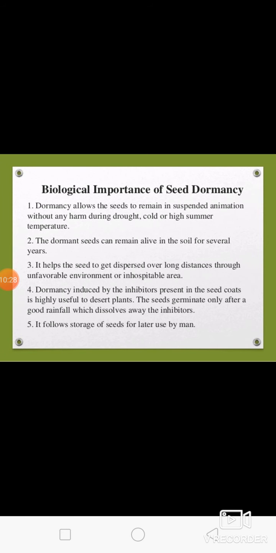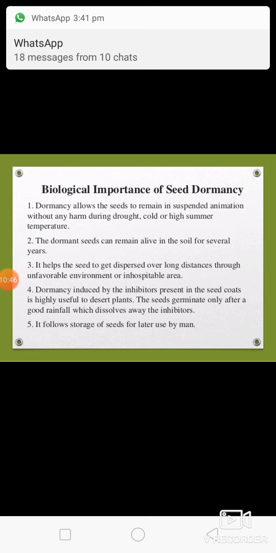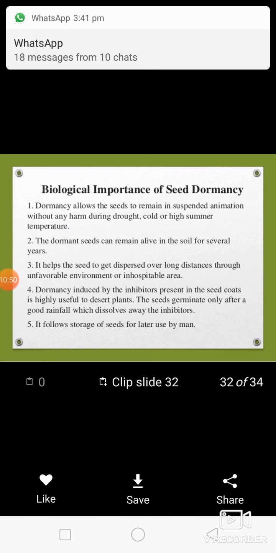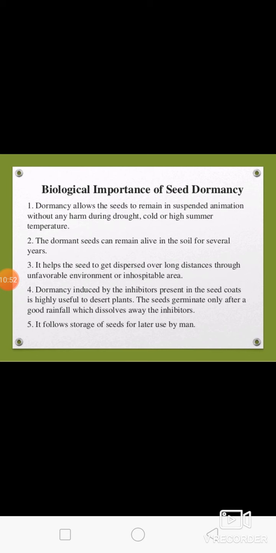Biological importance of seed dormancy. Dormancy allows the seed to remain in suspended animation without any harm during drought, cool, or high summer temperature. The dormant seed can remain alive in the soil for several years. It helps the seed to get dispersed over a long distance through unfavorable environment or inhospitable area.